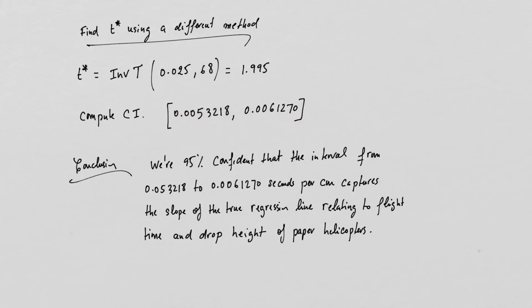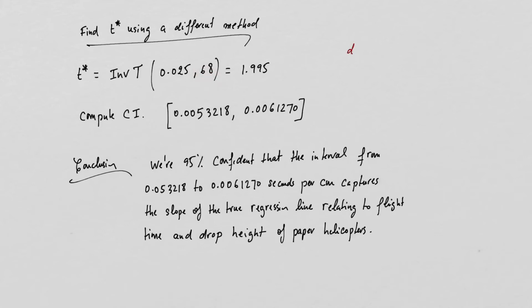Another way to find the t-value, the critical value, is just to do inverse t, right? And the area to the left of a 95% confidence interval is 2.5%, so you do 0.025. And this time you can be accurate and write 68, because that is exactly my degrees of freedom.